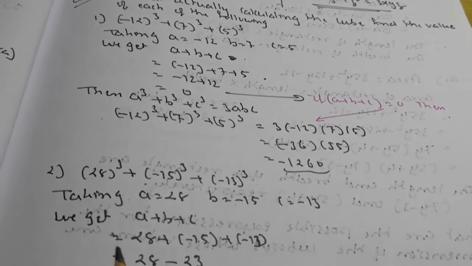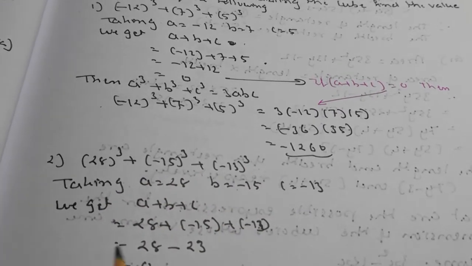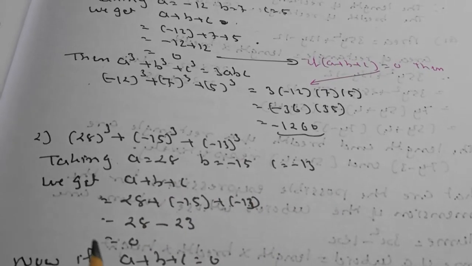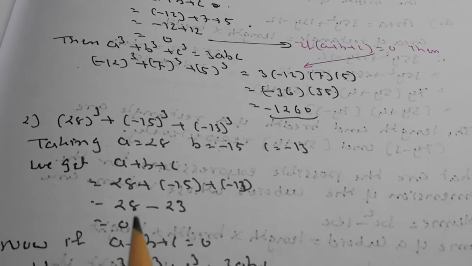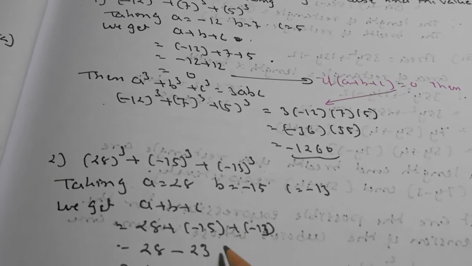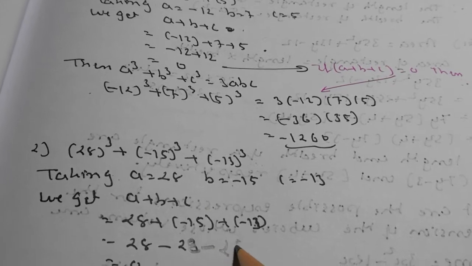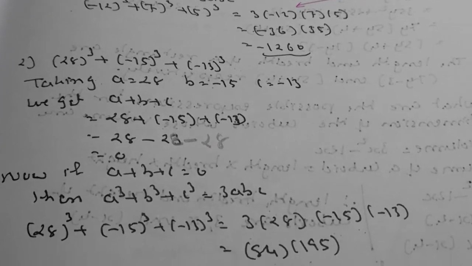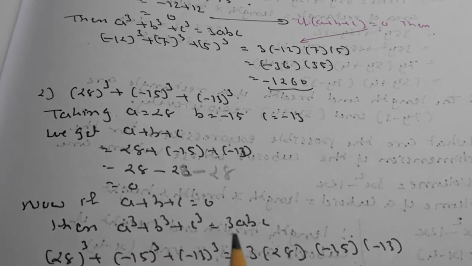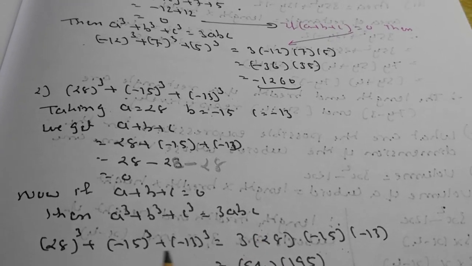Same way, the second sum: 28 cube plus minus 15 cube minus 13 cube. So I have taken a is equal to 28, b is equal to minus 15, and c is equal to minus 13. We get a plus b plus c is equal to 0. 28 minus 15 minus 13, so 28 minus 28 is 0. So a plus b plus c is equal to 0. Then a cube plus b cube plus c cube is equal to 3abc. That is our identity.